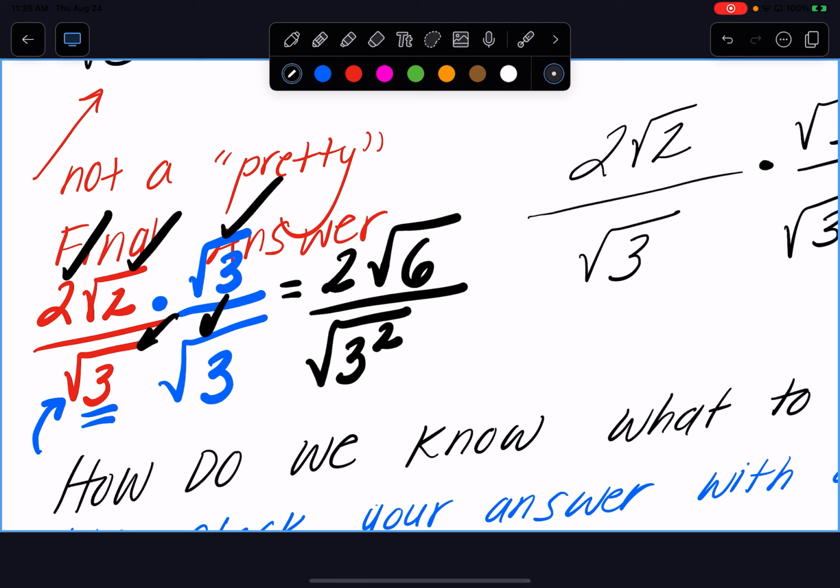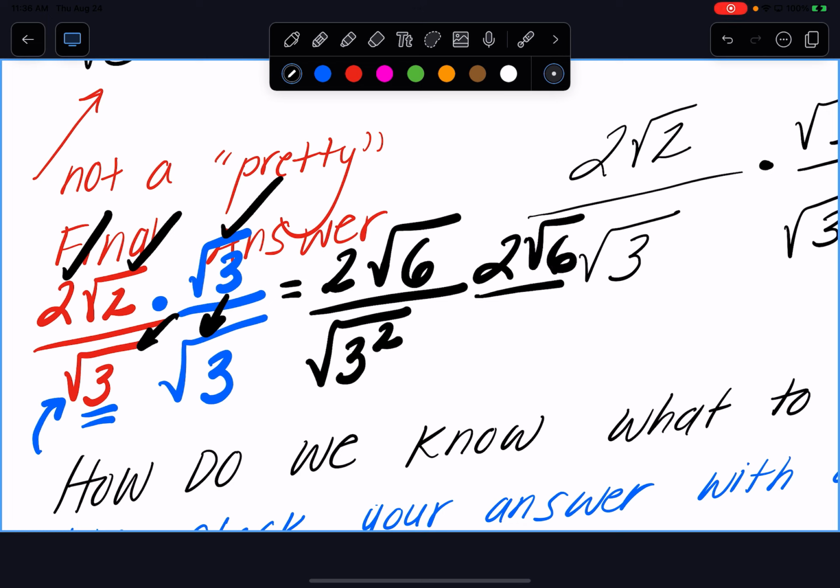Root 3 times root 3 is root 3 squared. If you have a 3 times a 3, can you write it as 3 squared? Can you write it as 9? It doesn't matter. I'm writing it as 3 squared. Can you write it as 9? Yes, it doesn't matter. They're mathematically the same. So now what's our final answer?